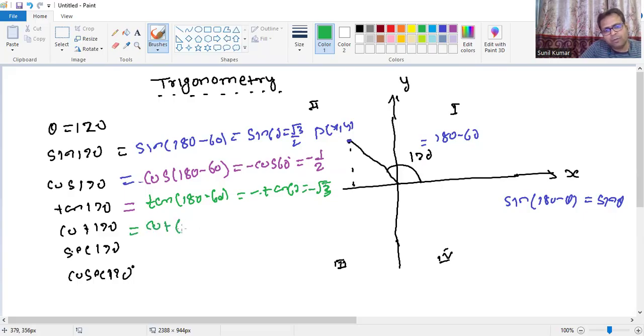And for cot we can use the same concept. Cot 180 minus 60 is cot 120. It will be minus cot 60, and cot 60 is 1 by root 3.